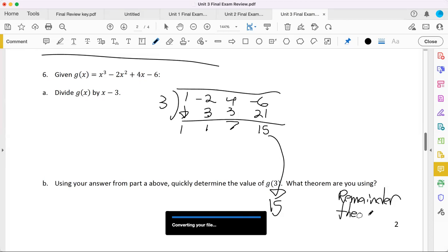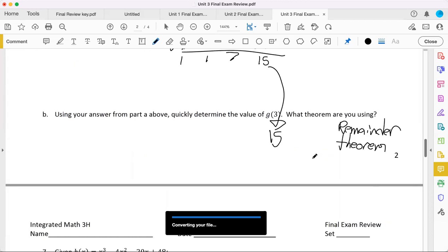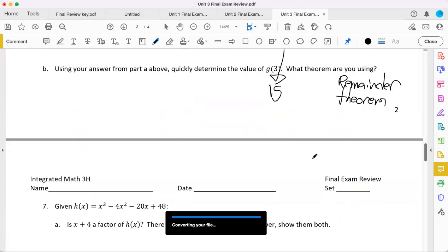which is roughly saying that if you were to plug in the root, so the root, it should equal the remainder. So the root of one of the factors should get you the remainder.